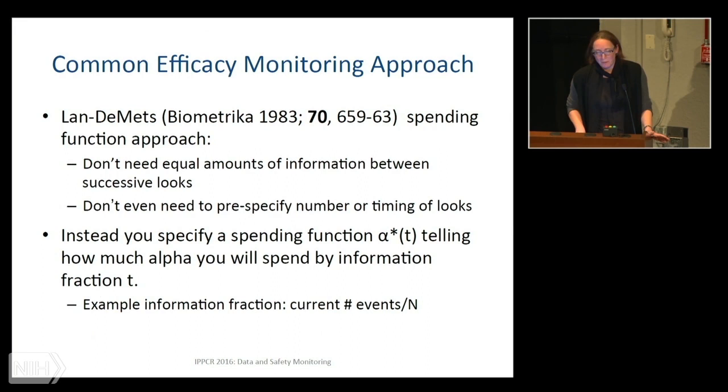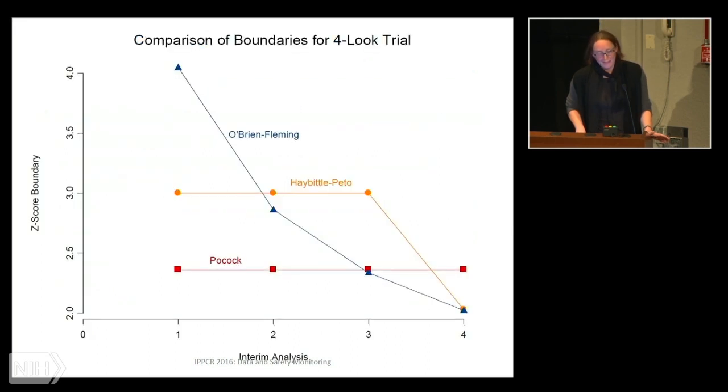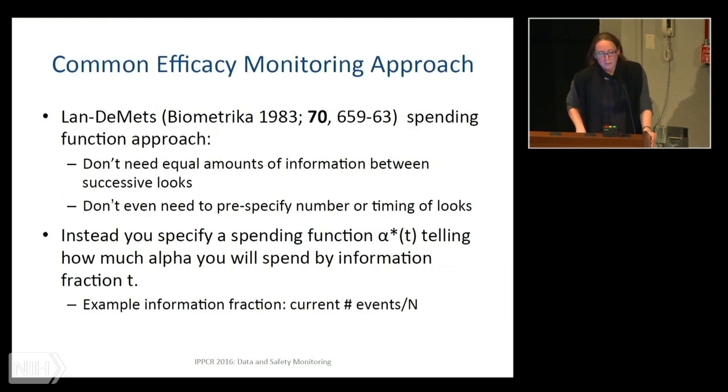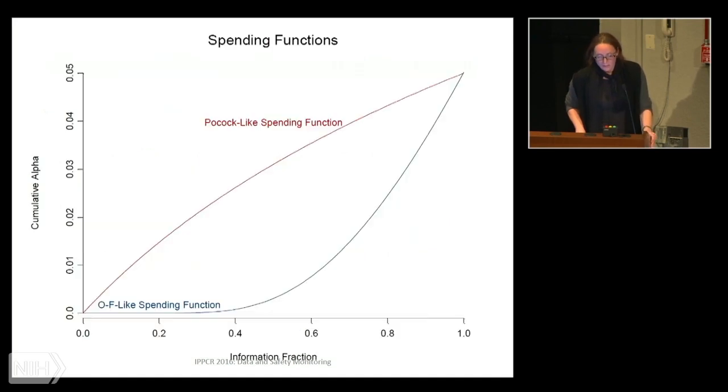You still see the Haybittle-Peto because of its simplicity, maybe in early phase trials that have less of a budget for lots of staff and fancy statisticians. But in the end, there's software now that just about anybody can use to do these more technical boundaries. You just need to do the reading so you understand how to do them correctly.